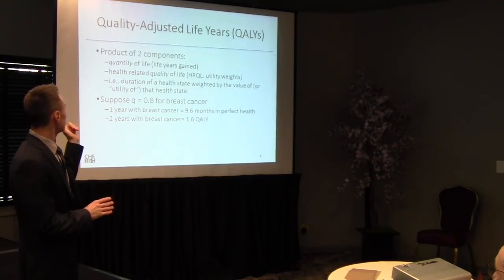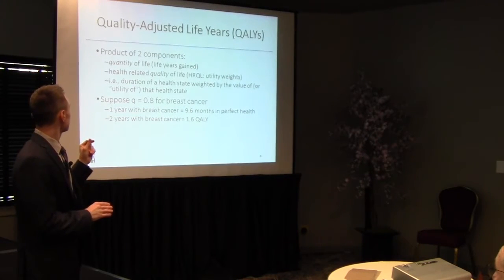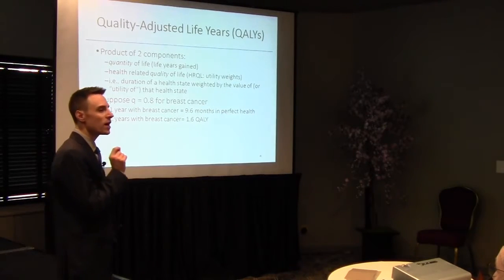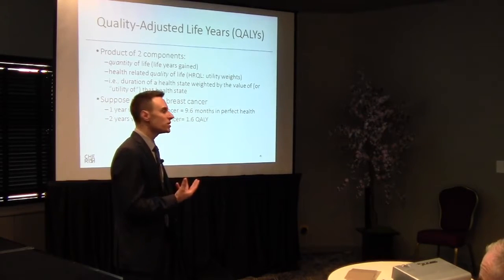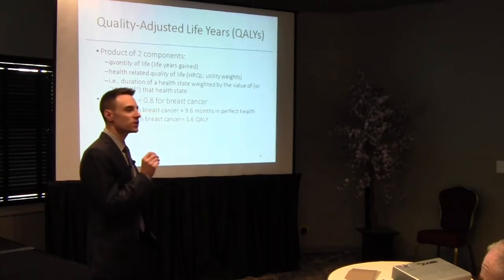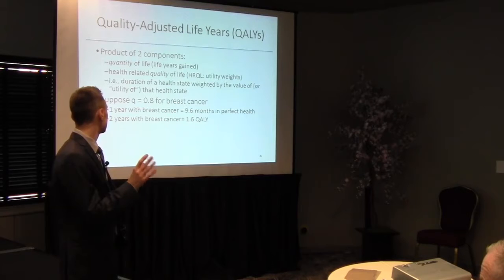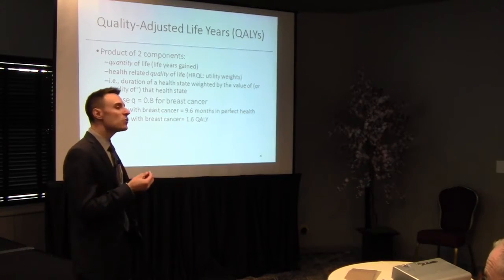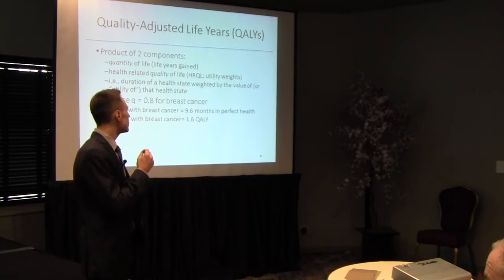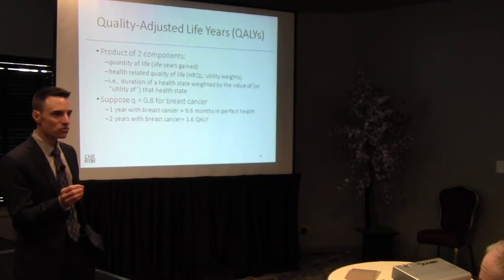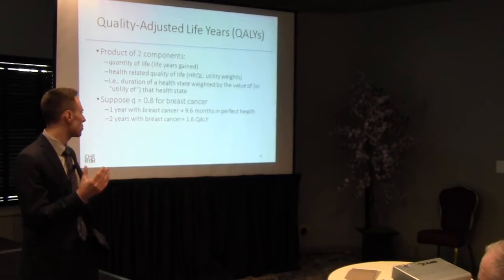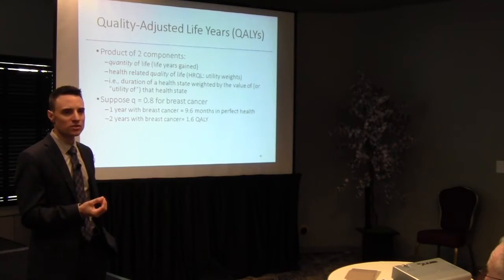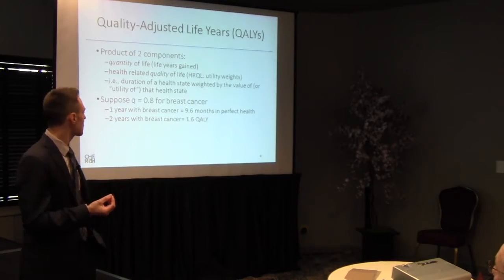So, quantity of life, health-related quality of life. I kind of jumped ahead of myself there. But let's say, for example, that you have a health utility of 0.8 associated with a particular breast cancer state. If you have to live 1 year in that state, that would be the equivalent of 9.6 months of perfect health. That's how that works. 2 years, of course, would be worth essentially 1.6 years of perfect health. Okay, next.